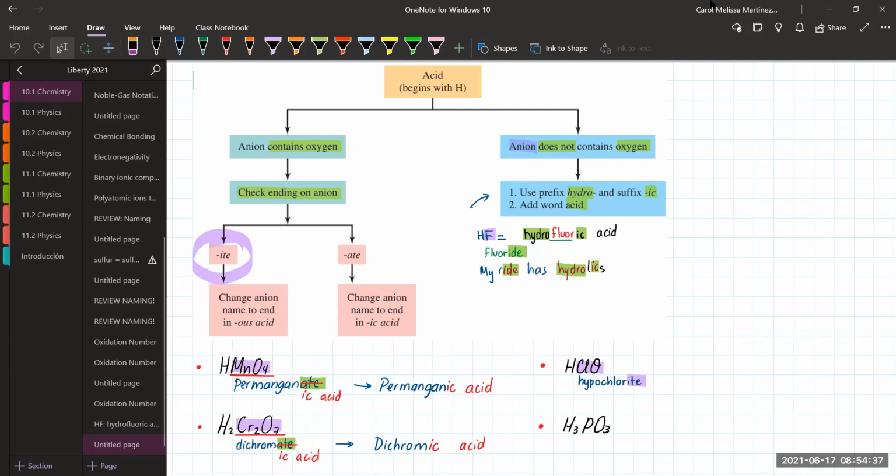It says that I need to change the end by O's acid. Okay? So that's exactly what I'm doing. I'm changing ITE by O's acid. So the final name is going to be hypochlorous acid.